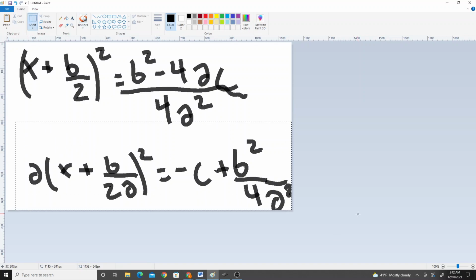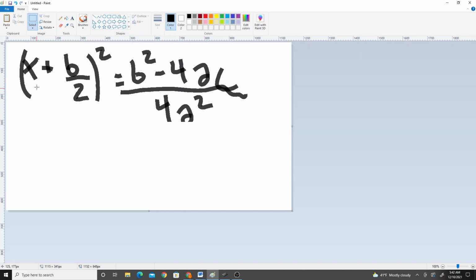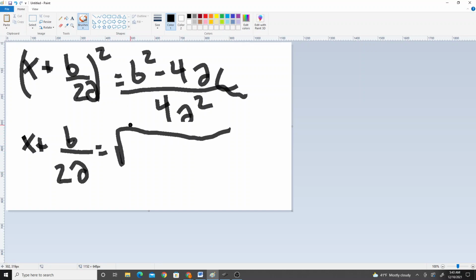The next thing we have to do here now is take the square root so we can get closer to just having x by itself. So that's going to give us, I should have an a by the way, x plus b over 2a is equal to, now we take the square root of the top, we just have to radicalize it, we don't have to do any more algebra than that. That's all you're going to get right there. And then take the square root of 4a squared, you can just write 2a.